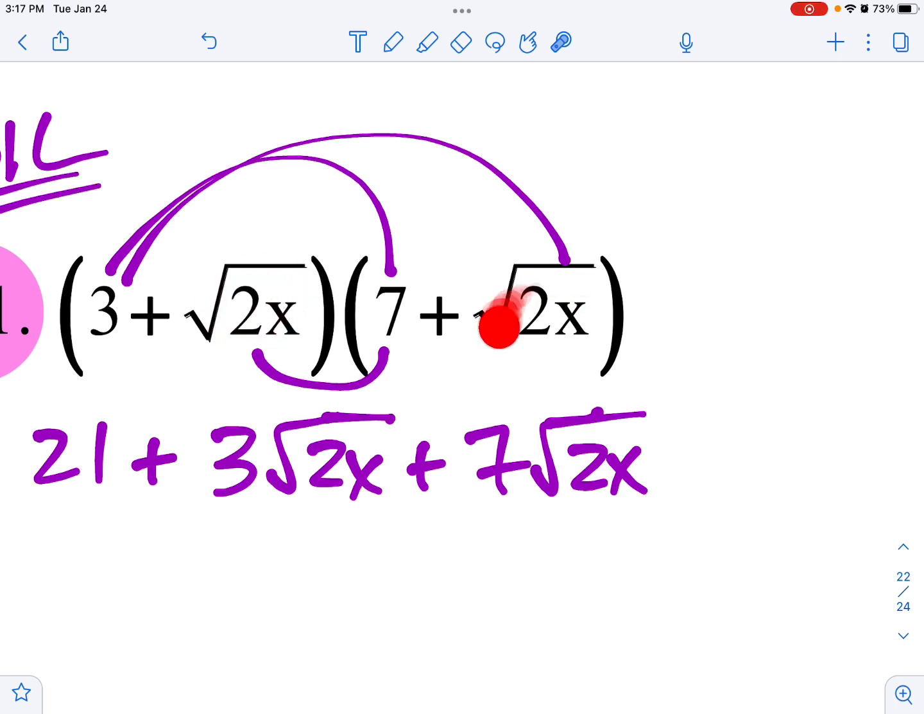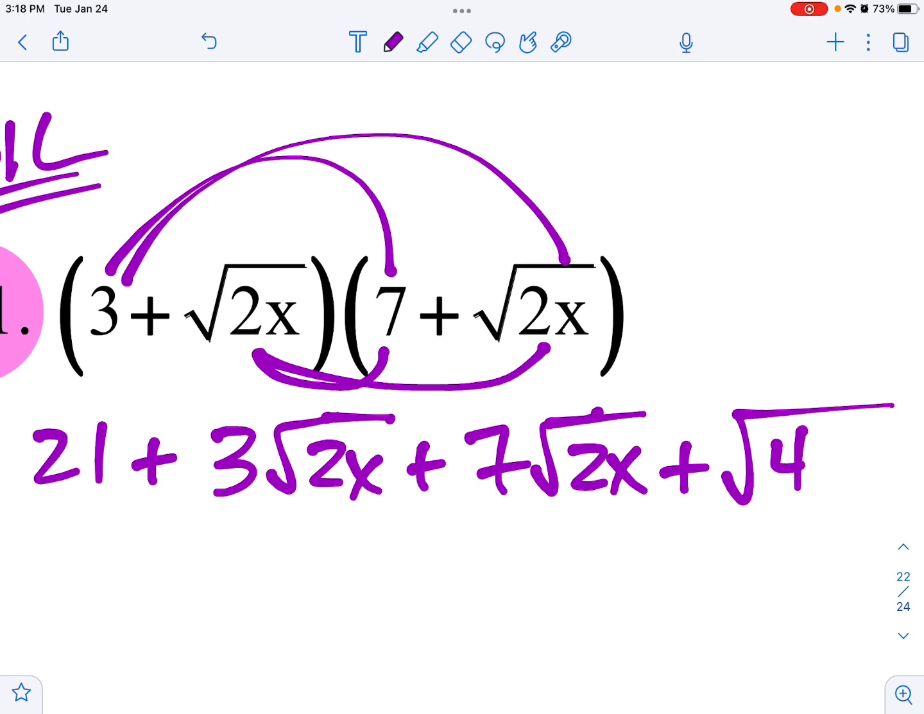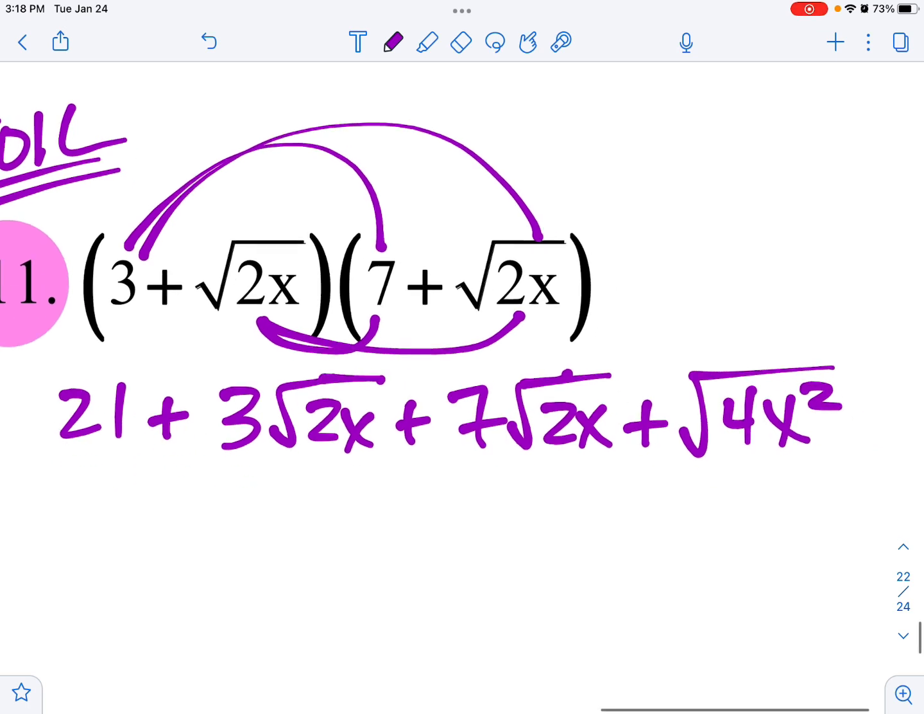So this number times this number. So I'm going to do root 2x times root 2x. Those are both inside the radical, so you're allowed to actually multiply the 2x times the 2x together. 2 times 2 is 4. X times x is x squared.